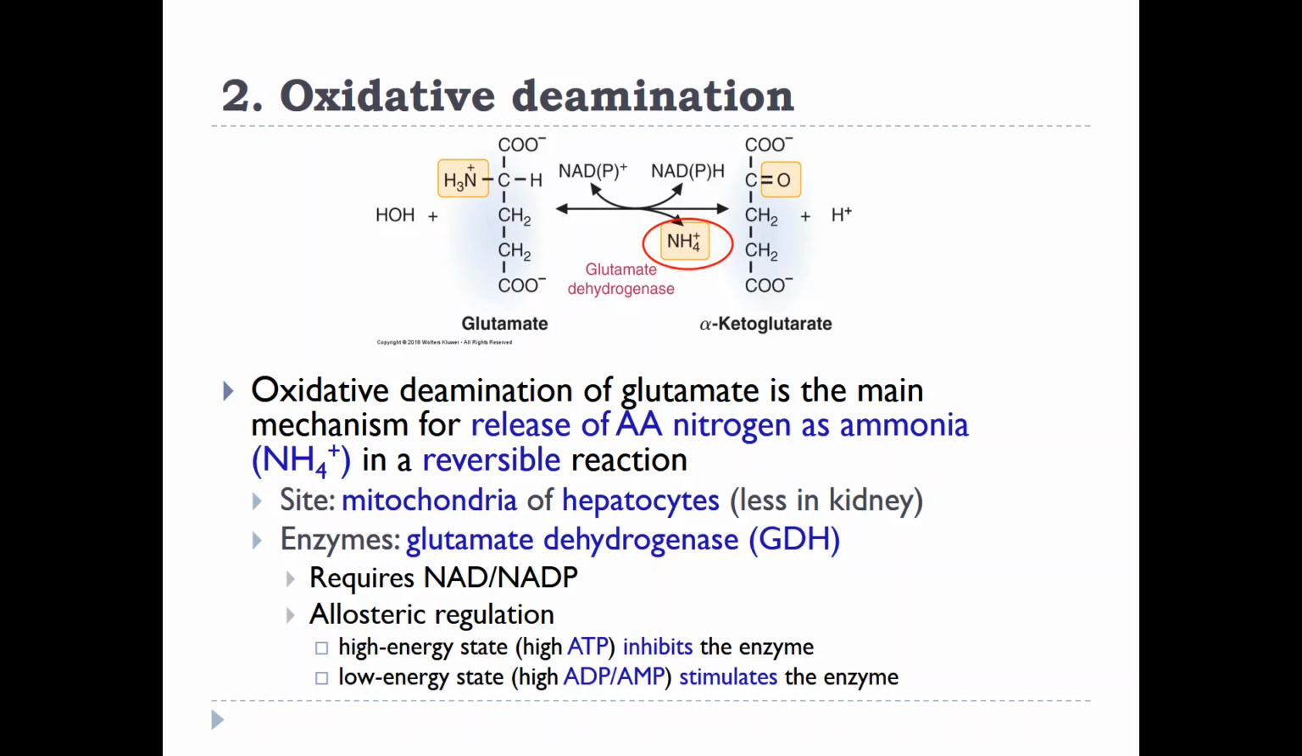It is mediated by an enzyme called glutamate dehydrogenase, which can use either NAD or NADP as cofactors. This enzyme is regulated by the energy state of the body. When there is a high energy state with high levels of ATP, the enzyme is inhibited. However, in the case of a low energy state with high levels of ADP or AMP, this enzyme is stimulated to release nitrogen from amino acids and free their carbon skeletons to be diverted through to other metabolism for fuel production.